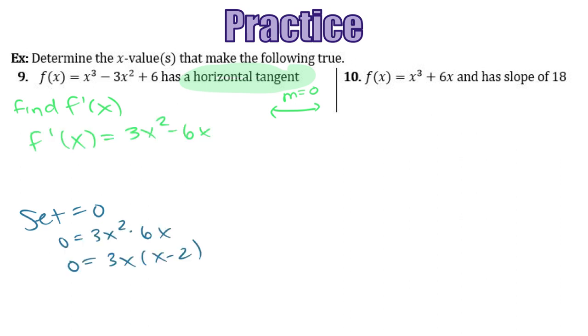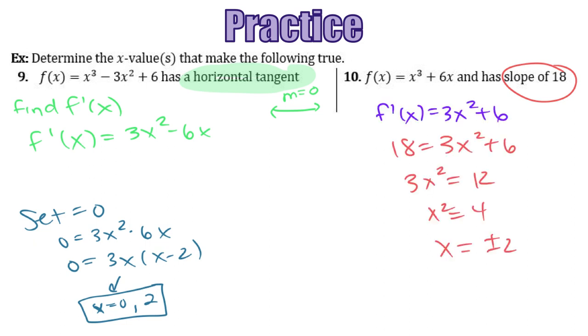So our derivative is going to be 3x squared minus 6x. If I set that equal to 0 and factor, I'm going to get two solutions: x is either equal to 0 or x is equal to 2. Lastly, number 10 asks us to figure out where the slope is 18. So similarly, we're going to find the derivative, and then we're going to set it equal to 18 and solve for x. So go ahead and work through that, and then unpause the video and see how you did. So we should get 3x squared plus 6 equals 18, which is going to give us that x is positive and -2.